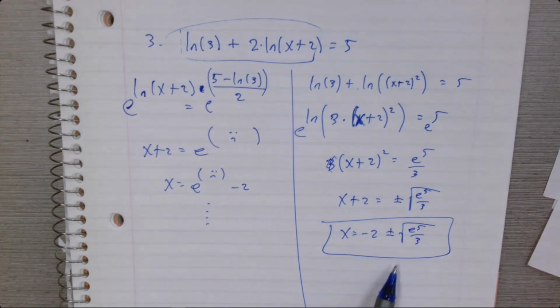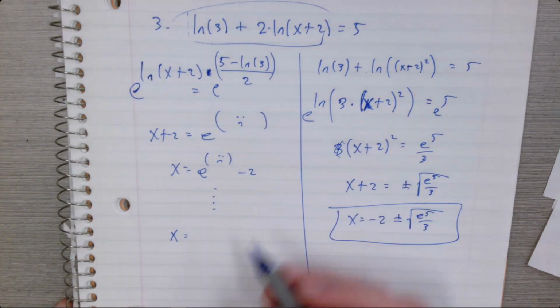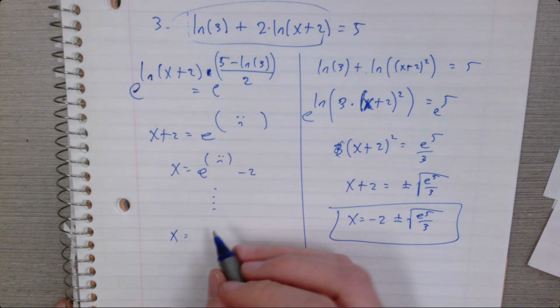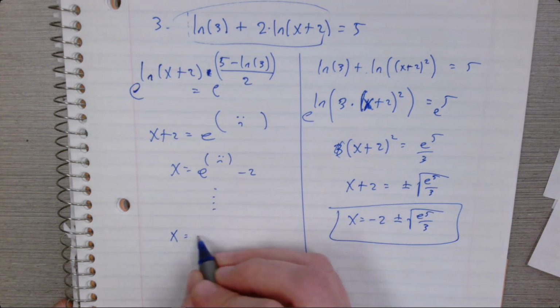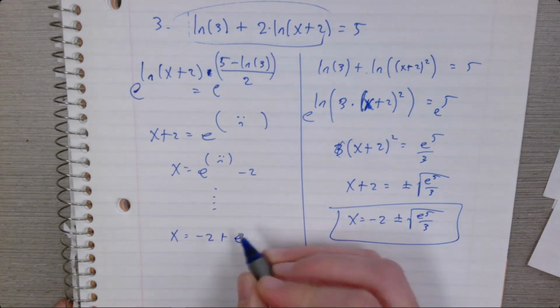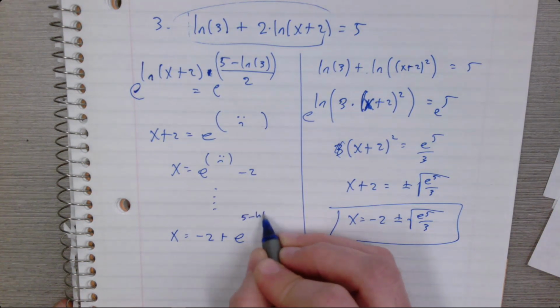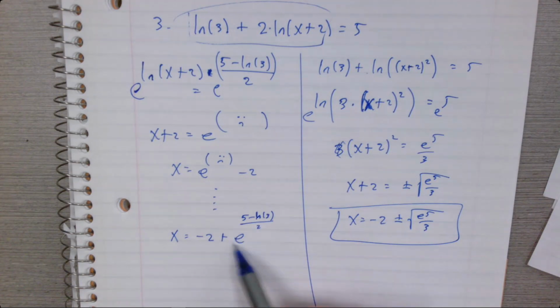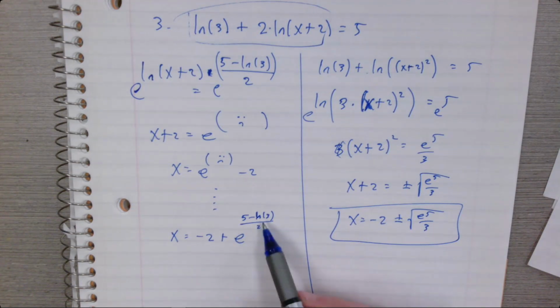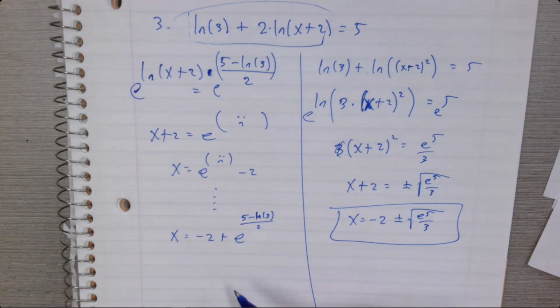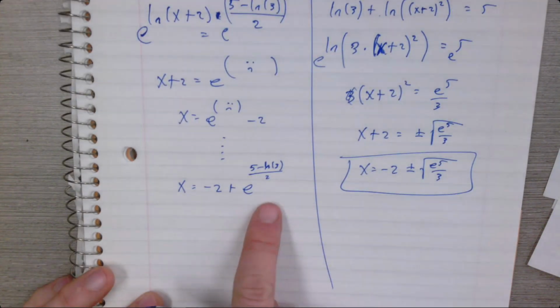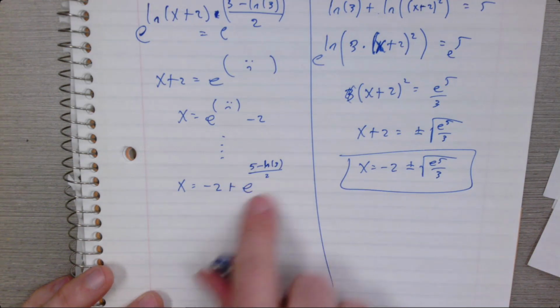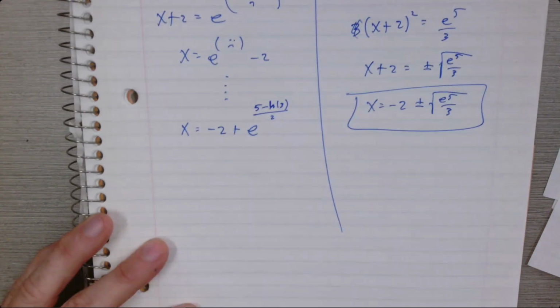And that might not feel a lot better to you. It looks better to me. Let's actually rewrite this thing where I've just been writing a frowny face. So negative 2 plus e to the 5 minus natural log 3, over 2. If you ever have e raised to an expression that involves natural log, that should be a clue to you that you could simplify this further. So I'm going to turn this into that by using exponential simplification rules.